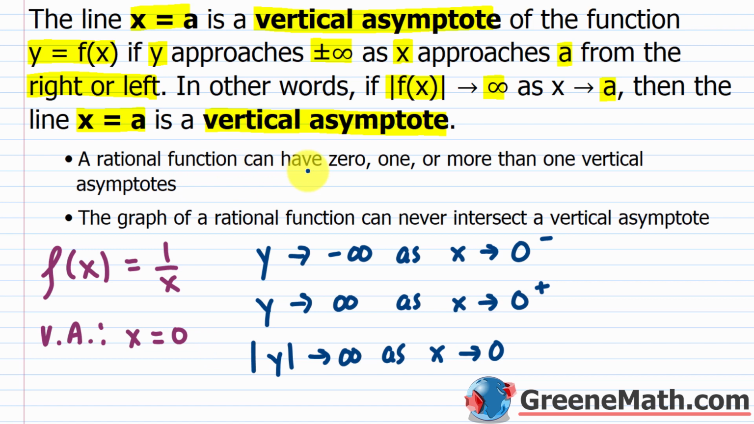So a rational function can have 0, 1, or more than 1 vertical asymptotes. Then the graph of a rational function can never intersect a vertical asymptote. That's because the vertical asymptotes are being created because of division by 0. So at those x values, the function will be undefined, so you're never going to be able to intersect where you have a vertical asymptote.